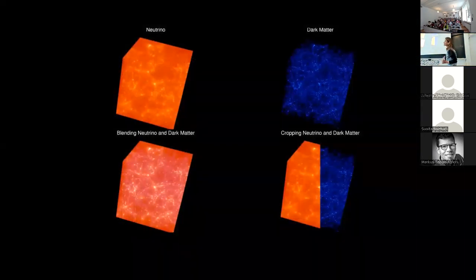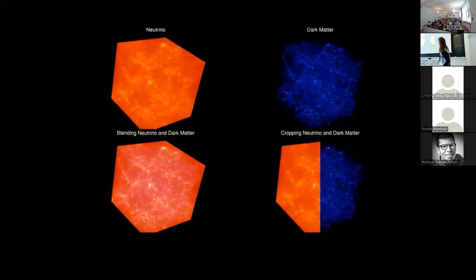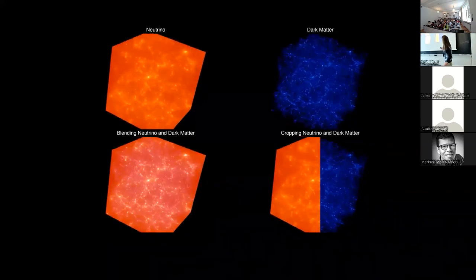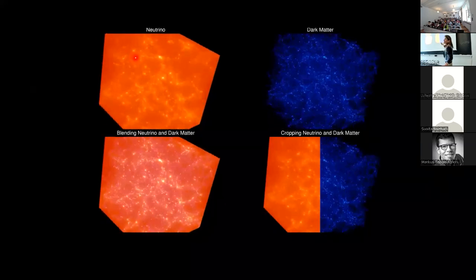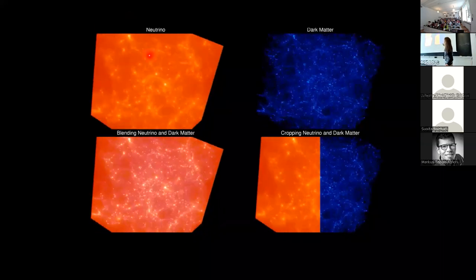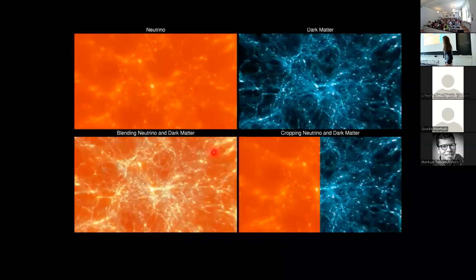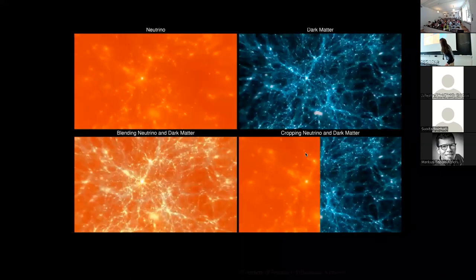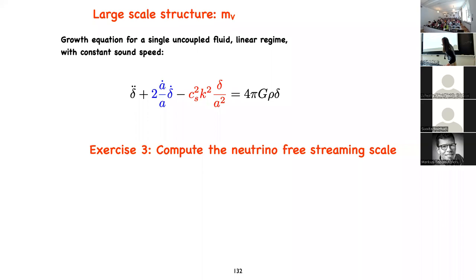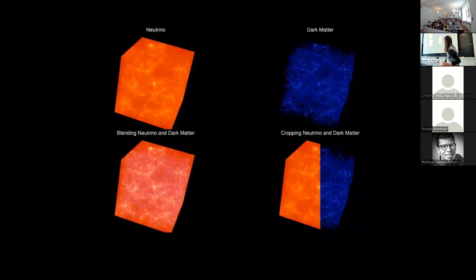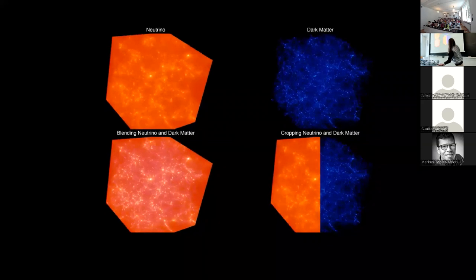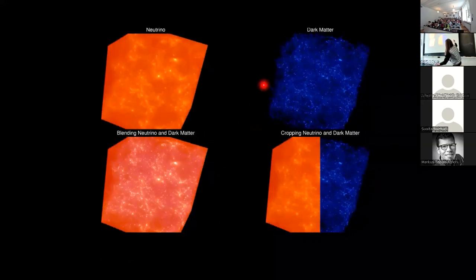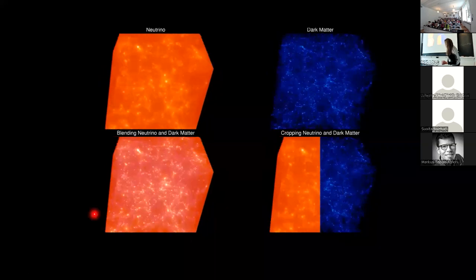I'll explain now. Here I show you a really nice movie from one of my former students, in which you can see how large scale structure looks in a neutrino cosmology, in a cold dark matter cosmology, and together. Let's come back. There is basically no small scale structure here, right? While here, there is way more structure at small scales. Here is what happens if I combine them, okay?